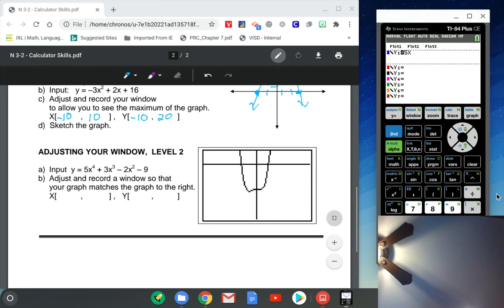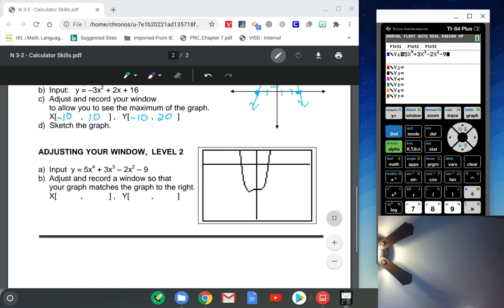So we have 5x raised to the 4th power plus 3x raised to the 3rd power. Oh, I did what I told you guys not to do. So let's go back here and delete all that. All right, we're going to raise to the 4th power, but then we've got to arrow to the right, bring it back down, and then we have plus 3x raised to the 3rd power. Go to the right to bring it back down, minus 2x squared, and minus 9.